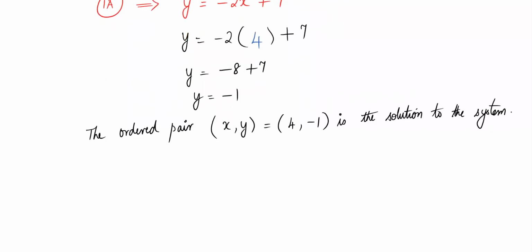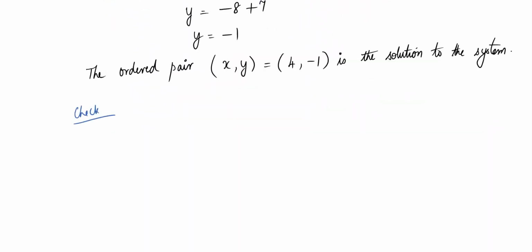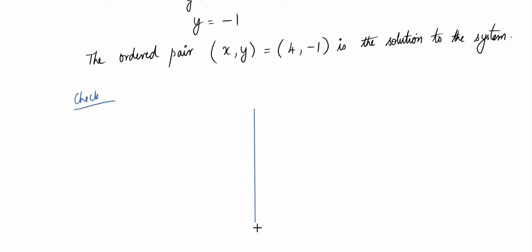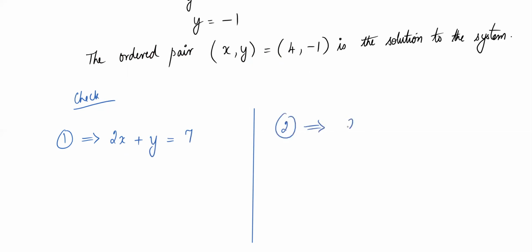Is there a way to check if our answer is right? Of course, we've done that in the previous section where we verified the solution to a system. Okay, so we do the check now. I'd like to divide this into two parts because we have two equations. So you go back to the original equations. Equation 1 is 2x plus y equals 7, and equation 2 is x minus 2y equals 6. We're going to plug in for x and y here, and that will tell us if our answer is right.